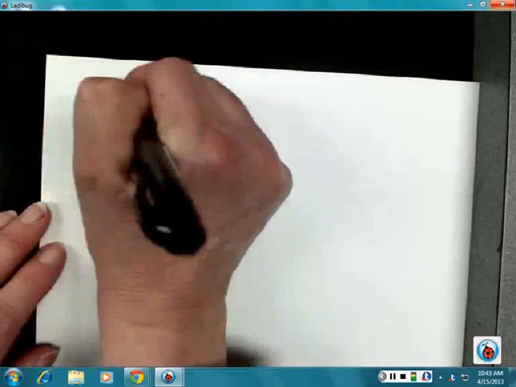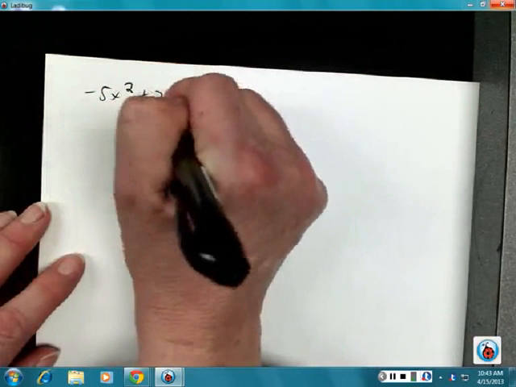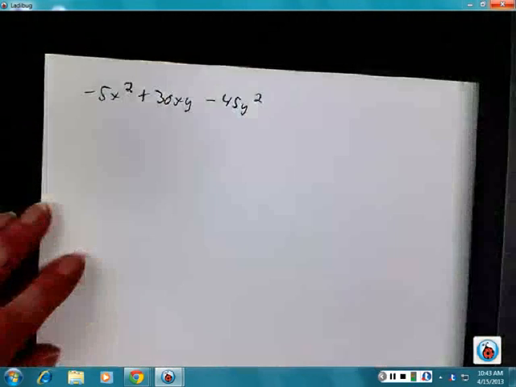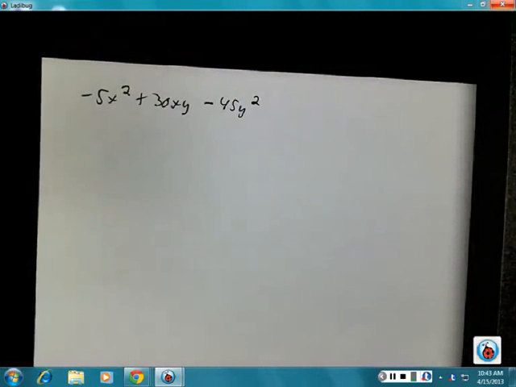What about this one? Negative 5x squared plus 30xy minus 45y squared. Can I do anything with that thing?